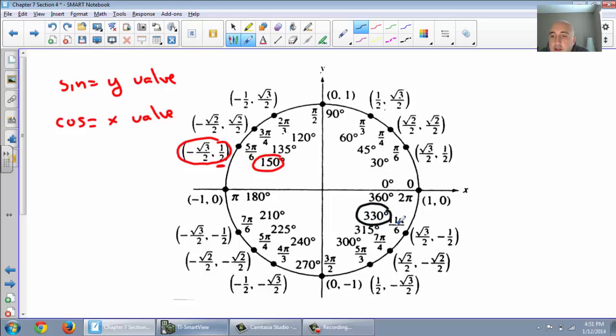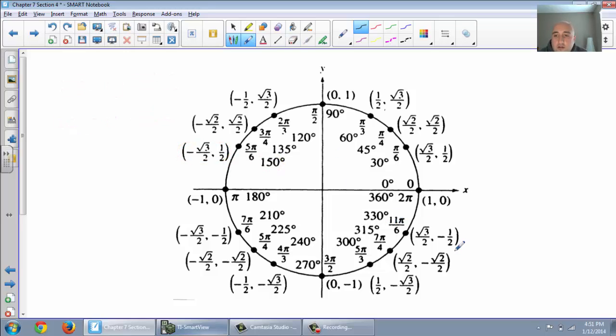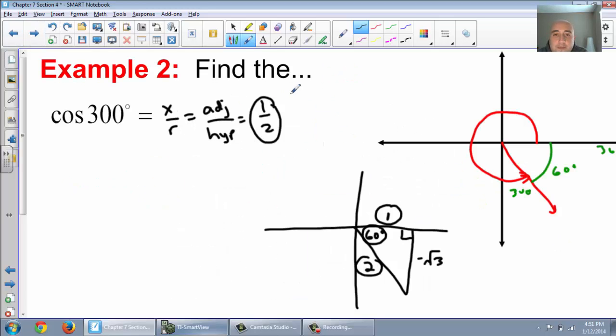Find 300. And what do we get here? Oops, that's the wrong one. I find 300 right here. And the cosine is your x value. What should it be? Okay, x equals 1/2. Perfect. That's what we got.